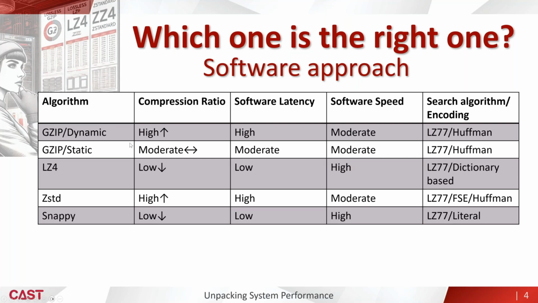And then we have the 2 different flavors of GZIP, with the dynamic Huffman tables and the static Huffman tables. The difference between the 2 is that the first one, the dynamic one, will give you a higher compression ratio at the cost of software latency, while the static one will give you a moderate software compression ratio with a moderate software latency. They both have moderate speed in software.